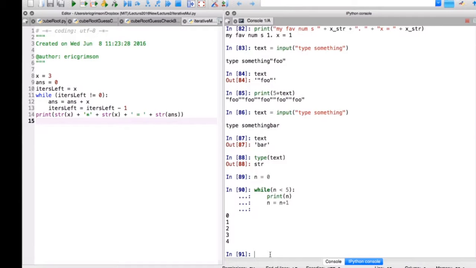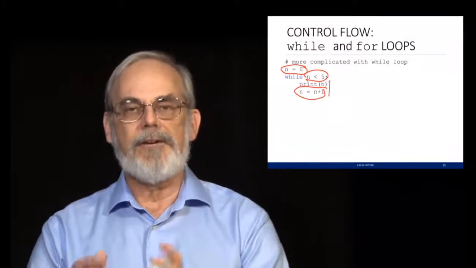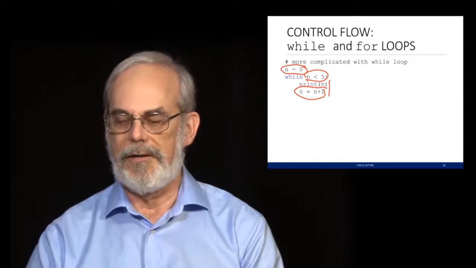Cool. It just did what I'd expected. Starts out with n equal to 0. Is 0 less than 5? You bet. So it prints out n, changes n by 1, goes back around and checks again. Is 1 less than 5? You bet. And you get the idea. That pattern is something that we would use pretty regularly.